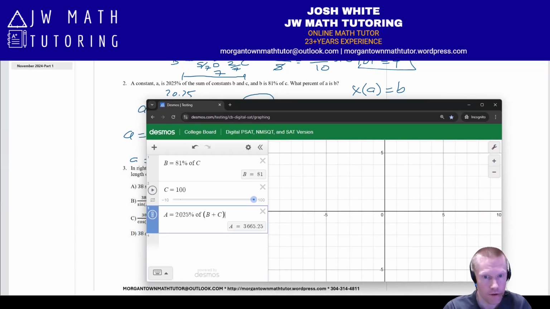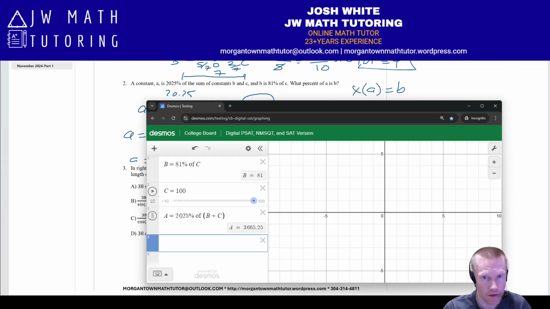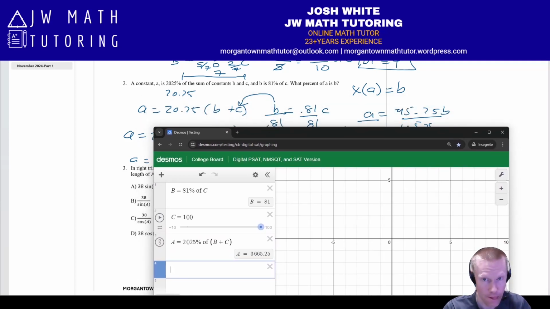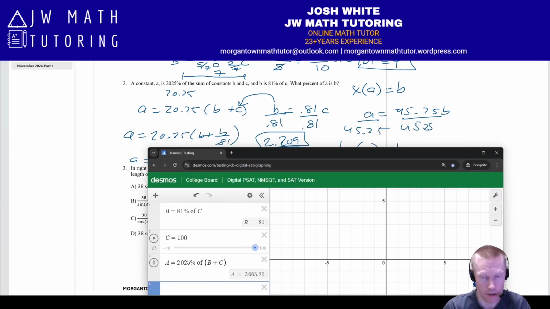Okay, so now I have a value for A. Now I'm trying to figure out what percent of A is B. If you go back to the equation right here, notice the way it worked out: we had A equal to some number times B, and then we ended up dividing by that. So now if you look at that equation and think about it, we can just type it out as an equation and it'll give us our answer.